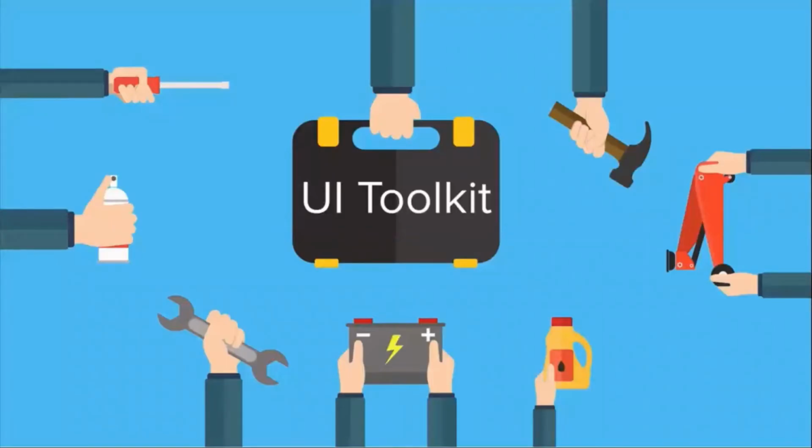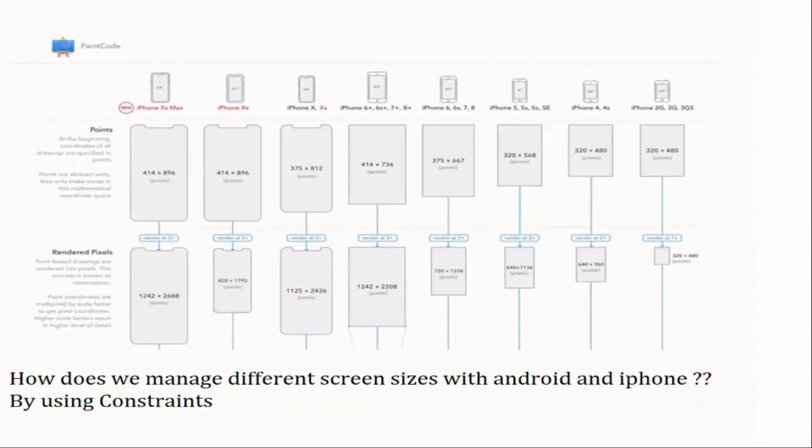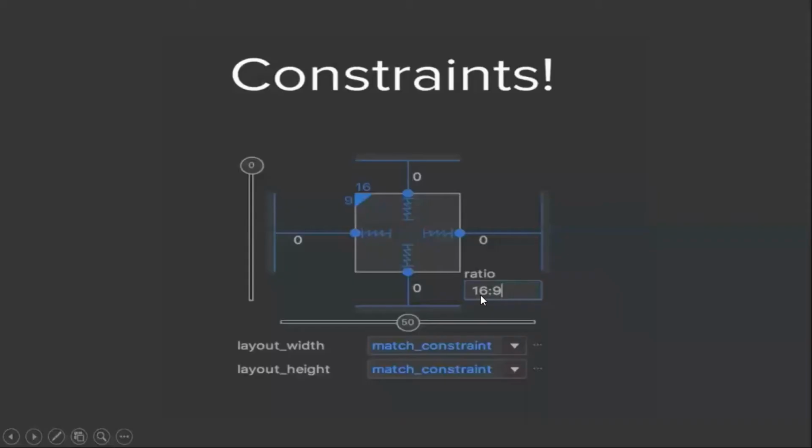And actually, it's simply a toolkit that makes it easy for developers to design beautiful interfaces for all sorts of screen sizes, what we have actually previously seen in our slides. Okay, so some of the basic questions: what you are watching on your screen. So how do we manage different screen sizes with Android and iPhone? The answer is also on your screen: by using constraints. But what are the constraints? Let's jump into the next slide.